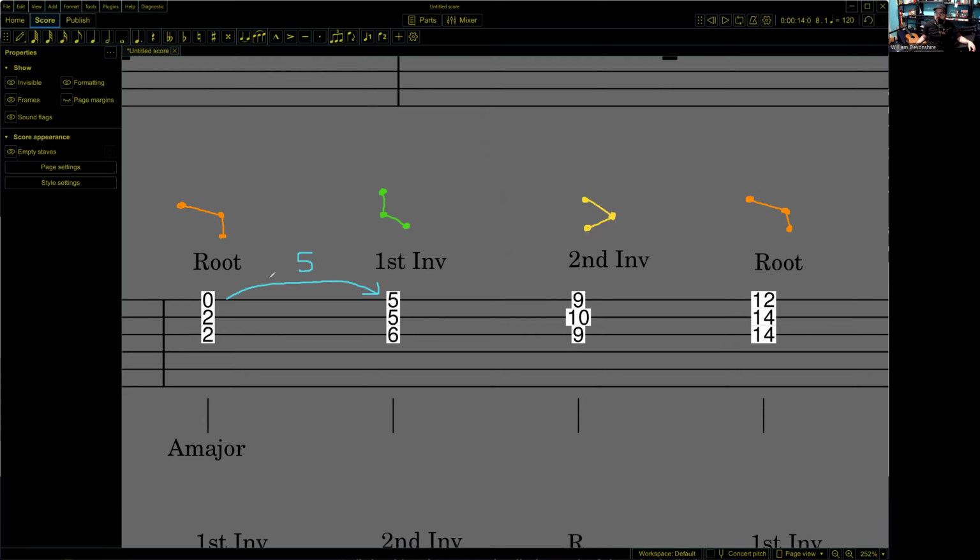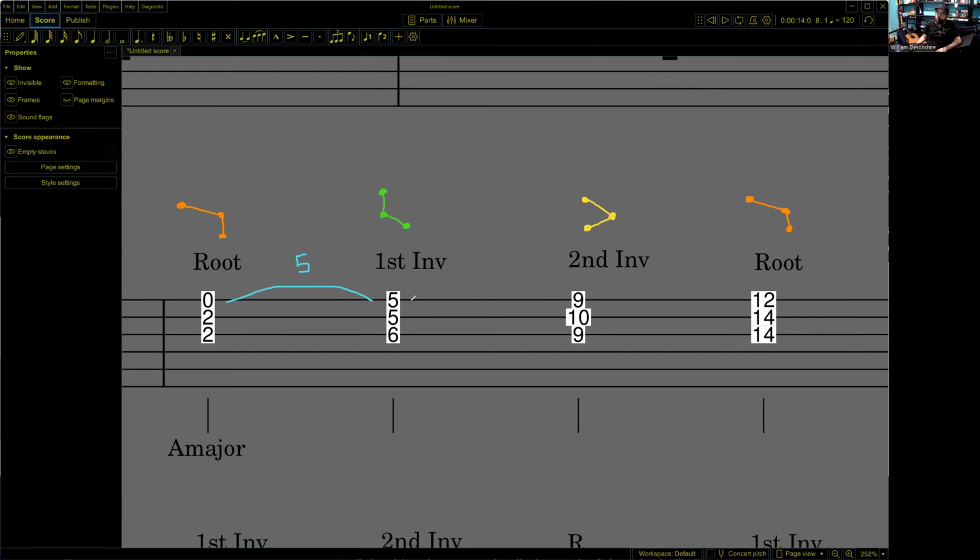Got a +5 if we want to move up to it, and it's a -5 if we want to move down from the first to the root. So from root to first, it's +5, and from first to root, it's -5. So we can say +5 this way, and then -5 this way. Okay, so let me just write that. I'm just going to write that as a 5. It's a distance of 5.